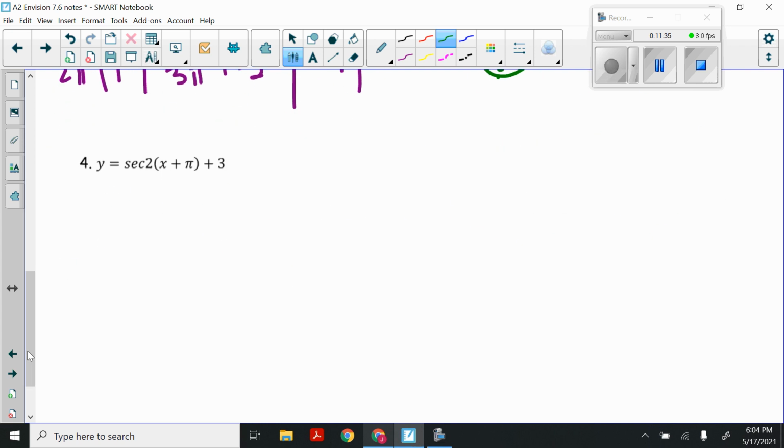Right, let's look at number 4. So on this one, we see that we actually are going to change our period. So the period is going to be 2 pi divided by our b, which is 2, period of pi. Right. If it's easier, we can start with the parent function, the cosine of 2x.